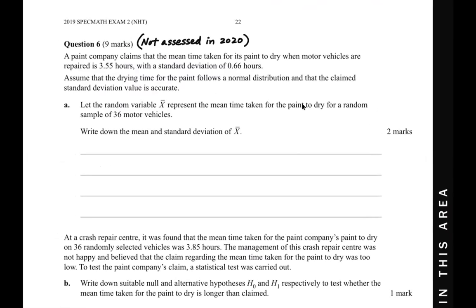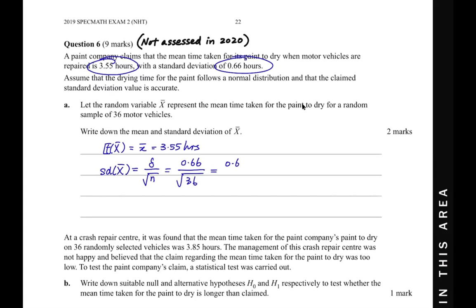So the mean value is 3.55 and the standard deviation 0.66. The expected value of EX is just the sample mean value, 3.55 hours. And the standard deviation of X is sigma divided by square root of n. Population standard deviation is 0.66. And how many? 36. So 0.66 divided by 6, 0.11 hours.